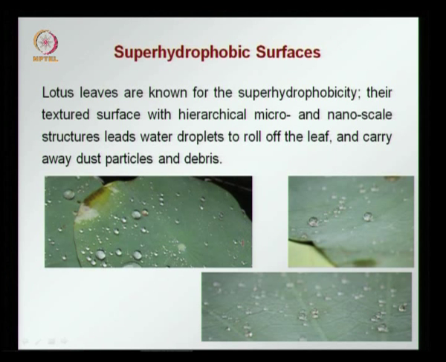An example of this type of superhydrophobic surface is that of lotus leaves, which are known for superhydrophobicity. The texture of the lotus leaves and many other aquatic plants is such that they have several levels of micro and nanoscale structures. There is a hierarchy of micro and nanoscale structures which leads to water droplets not wetting the leaf surface but rolling off the leaf, and when they roll off they leave the surface dry and also carry away dust particles.